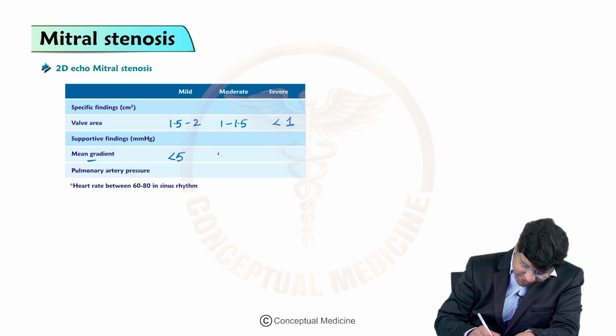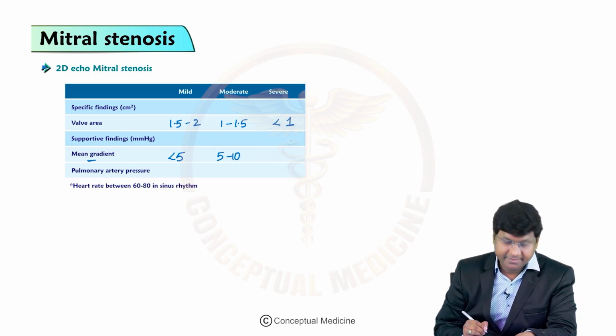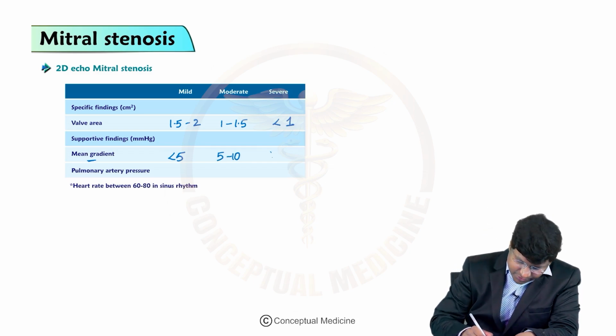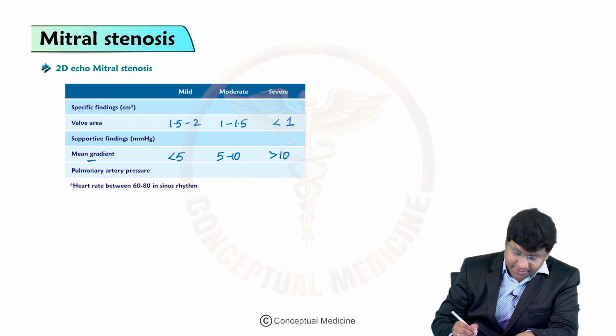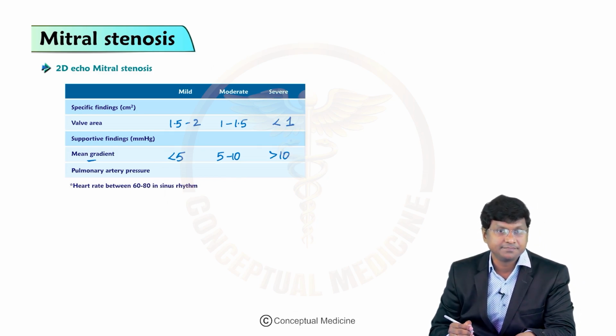In mild mitral stenosis, the gradient is less than 5 millimeters of mercury. In moderate mitral stenosis, the gradient is 5 to 10 millimeters of mercury, and in severe mitral stenosis, the gradient will be more than 10 millimeters of mercury.